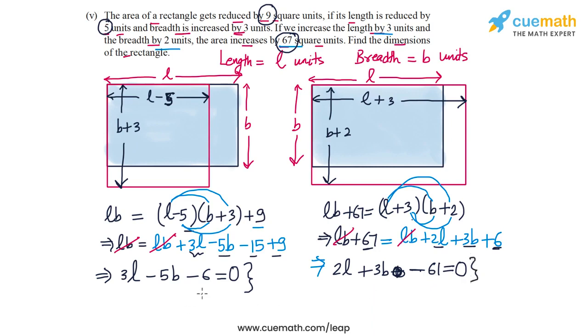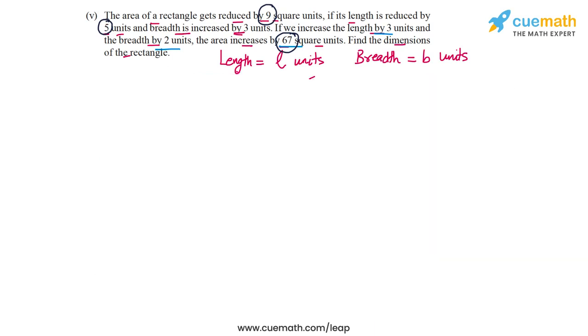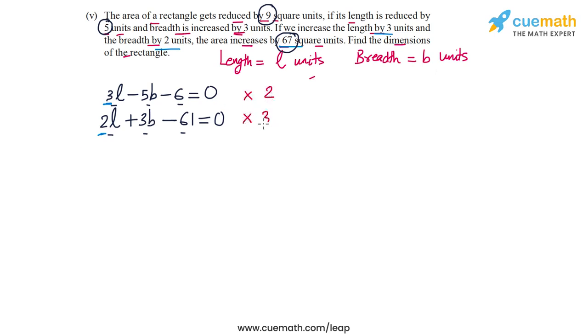So now what we have to do is solve this pair of linear equations and find the values of L and B. So the two equations we got are 3L minus 5B minus 6 equal to 0 and 2L plus 3B minus 61 equal to 0. So let's solve this pair of equations using, let's say, elimination. For elimination, we have the coefficient of L as 3 in the first equation and 2 in the second equation. So let's modify these equations so that the coefficients of L are the same. So what we can do is multiply the first equation by 2 and the second equation by 3.